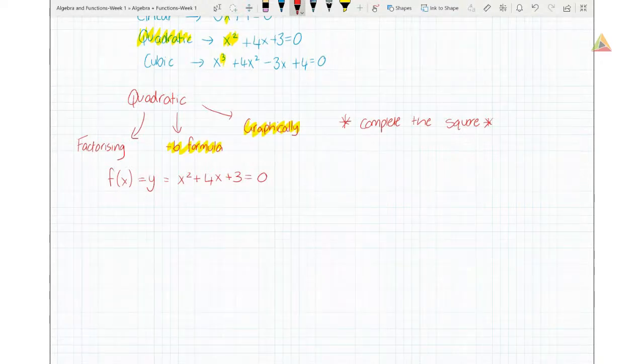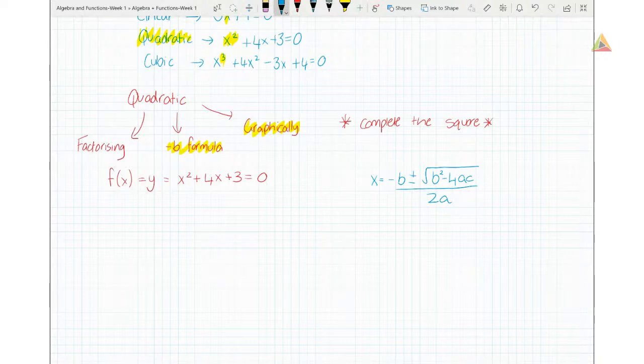So that's my first function. And what we're going to do is solve this quadratic equation using the minus b formula. So you'll be familiar with your minus b formula. X is equal to minus b plus or minus the square root of b squared minus 4ac all over 2a. You can find that in your log tables on page 20.